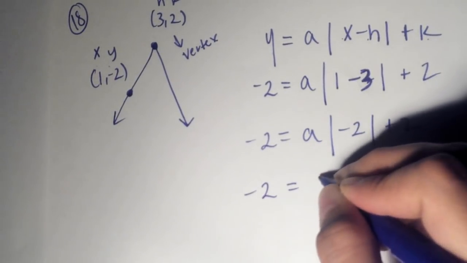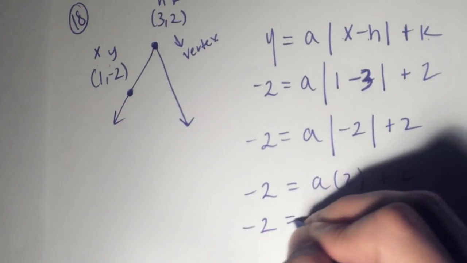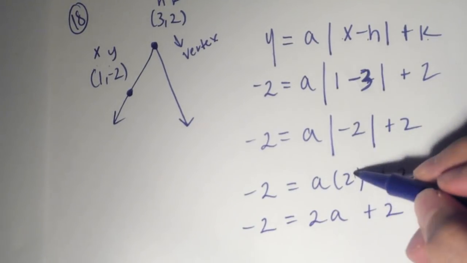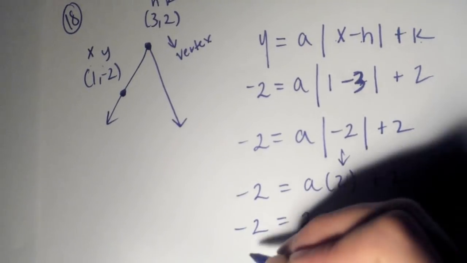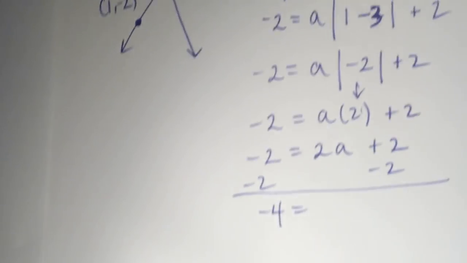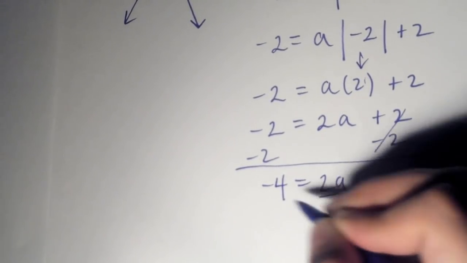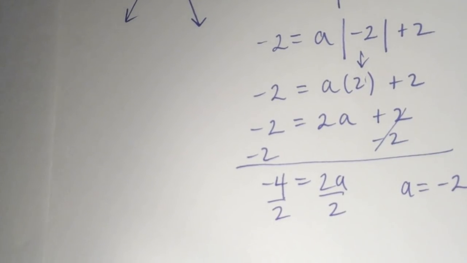I'm going to rewrite this as 2a because it's better math manners. So this becomes a 2. Absolute value of that is 2, and then you have 2a. So I'm going to go ahead and subtract 2. So you get negative 4 equals 2a. Divide by 2. So a equals negative 2.